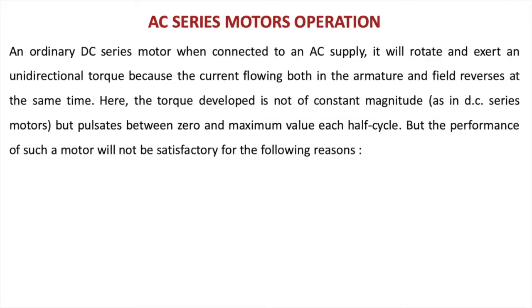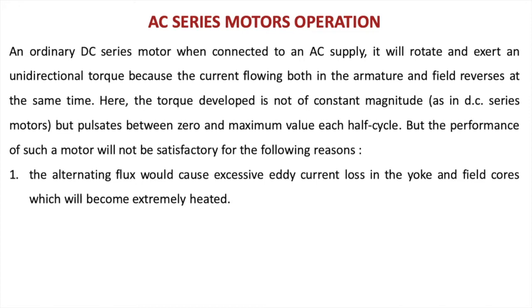Now AC series motor operation. An ordinary DC series motor when connected to an AC supply will rotate and exert a unidirectional torque because the current flowing both in the armature and the field reverses at the same time. Here the torque developed is not of constant magnitude but pulsates between 0 and the maximum value for each half cycle. But the performance of such a motor will not be satisfactory for the following reasons.